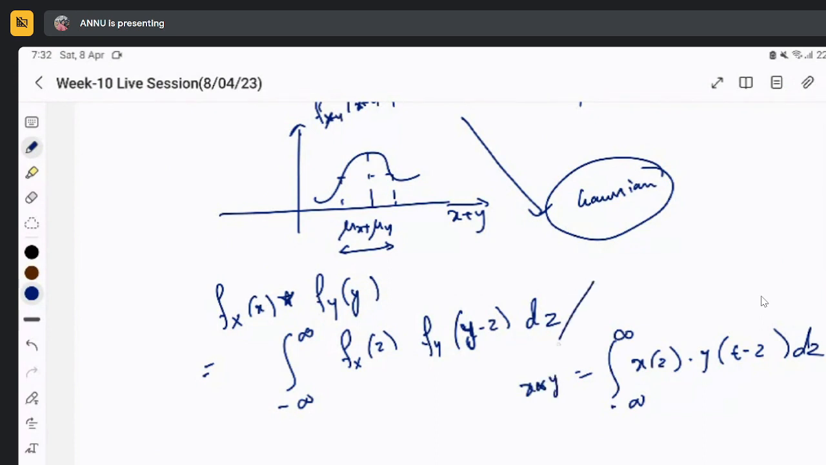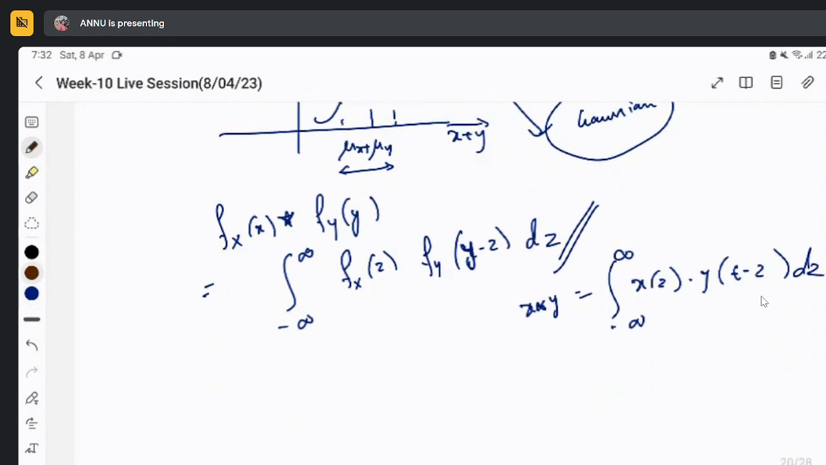So if you integrate it, it's your homework because it will take time. I just want you to solve it. By the way, it will come out Gaussian.